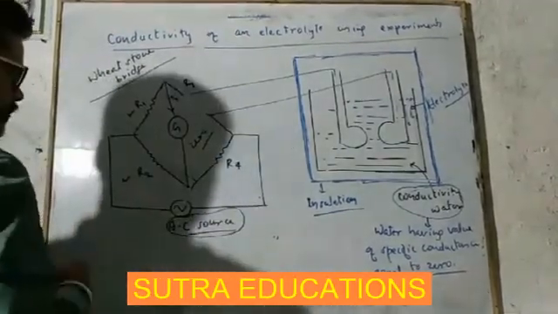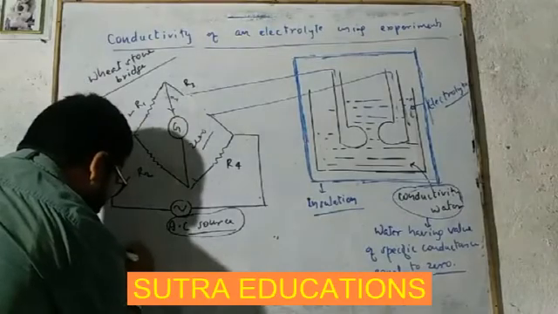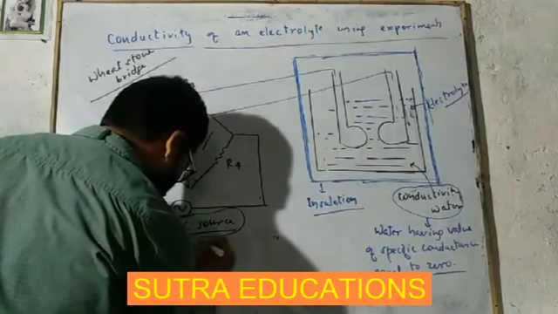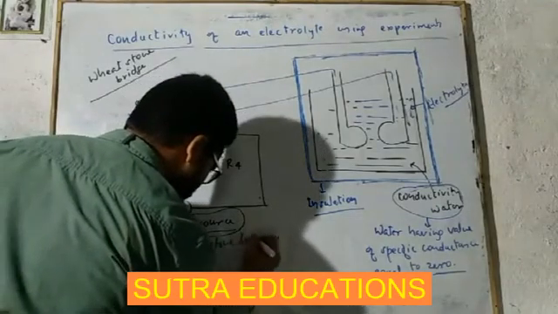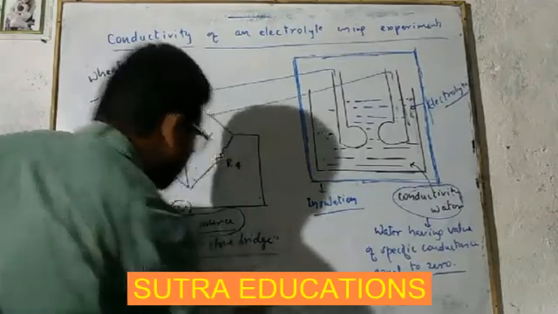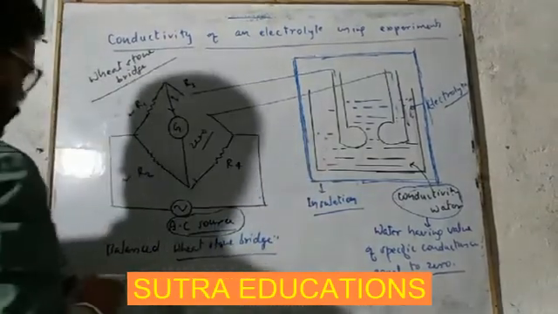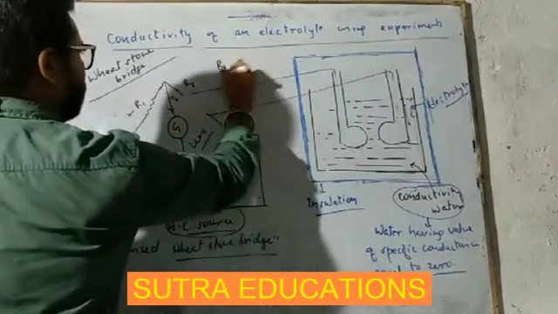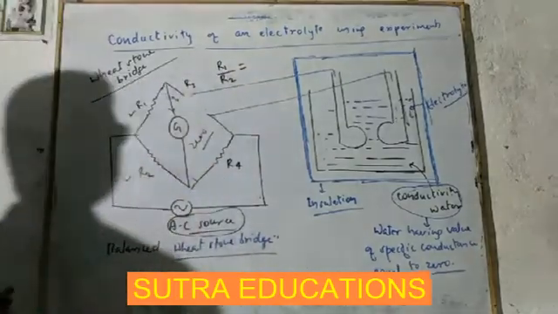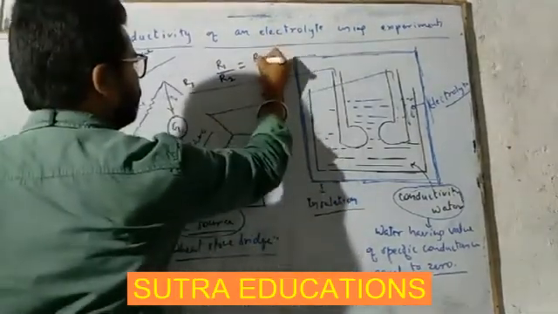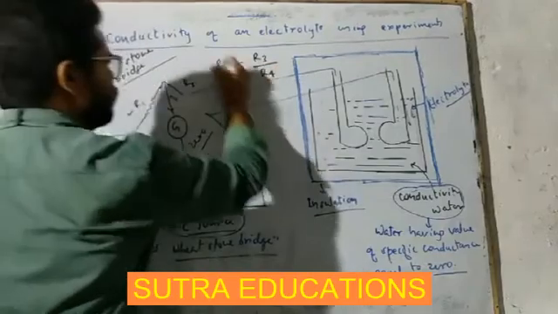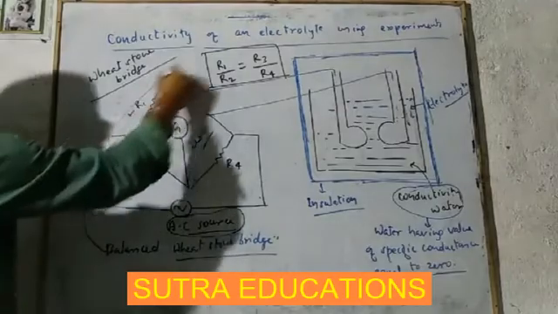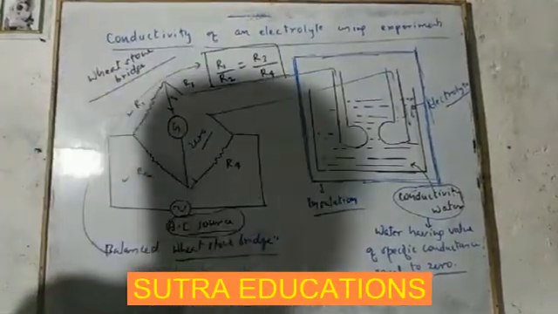In case of a balanced Wheatstone bridge, what happens? R1 upon R2 becomes equal to R3 upon R4. When this happens at balanced Wheatstone bridge, R1 upon R2 becomes equal to R3 upon R4.